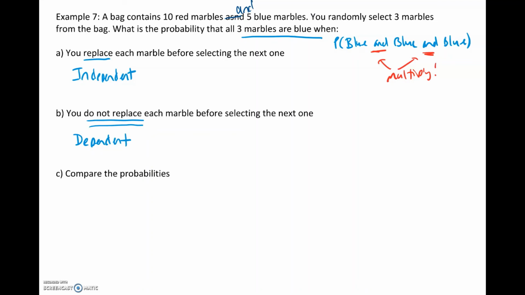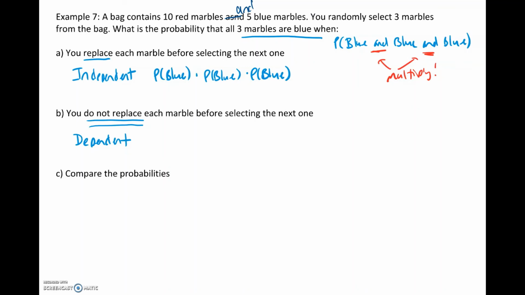So that means for this probability for A, we're going to find the probability of blue times the probability of blue times the probability of blue. It doesn't matter how many things you link together with the word and, we're just going to multiply those probabilities together. So how many marbles are blue? 5 out of total 15.